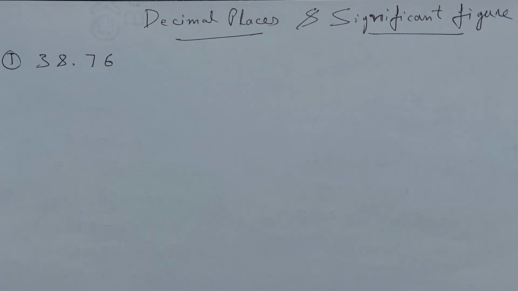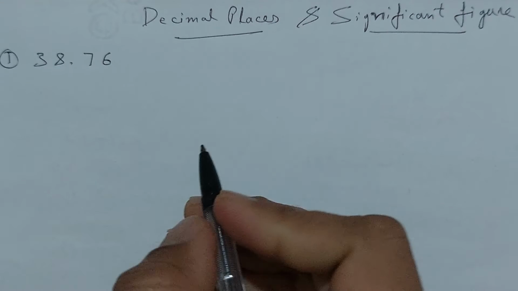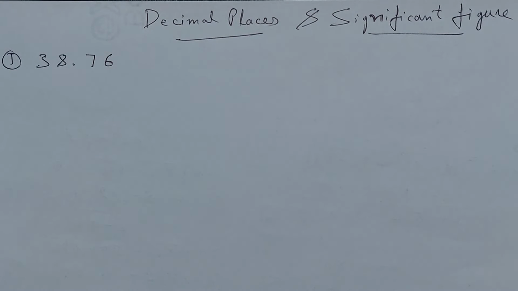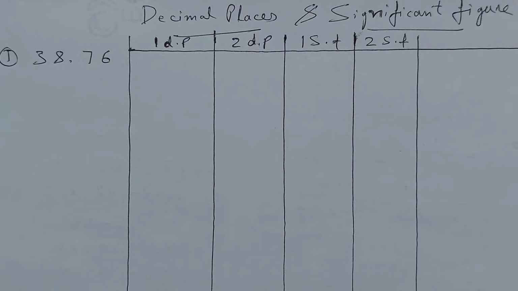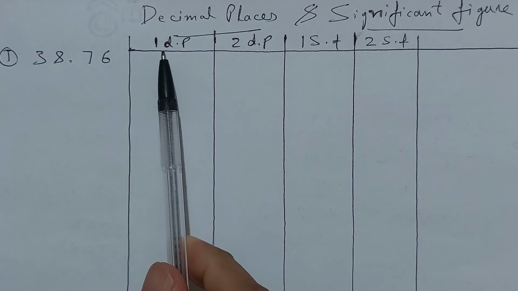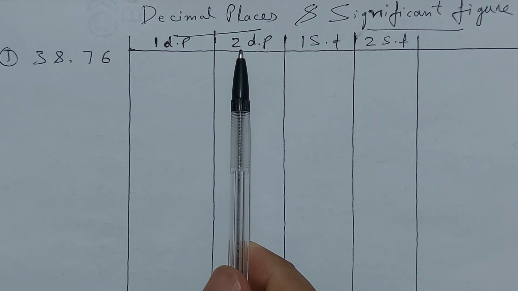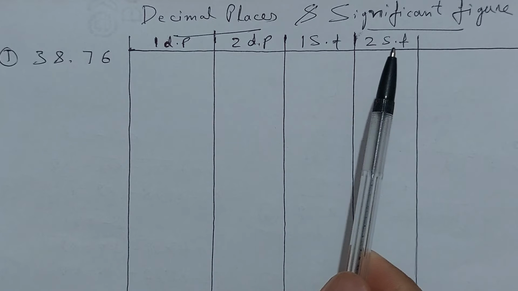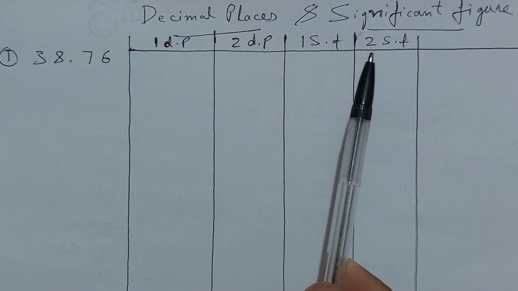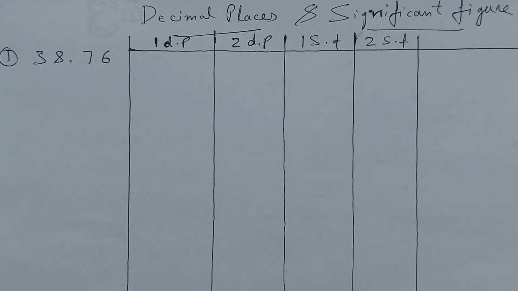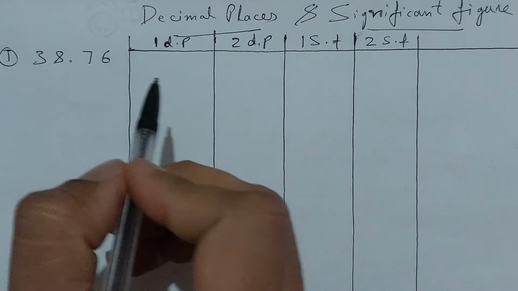38.76. Now, in 38.76, what are the decimal places and what are the significant figures? They come as one decimal place, two decimal places, three decimal places, and the same with one significant figure, two significant figures, three significant figures. So let's work. One decimal place, two DP, two decimal places, one significant figure SF, and two significant figures 2SF. So this number, writing it to one decimal place.